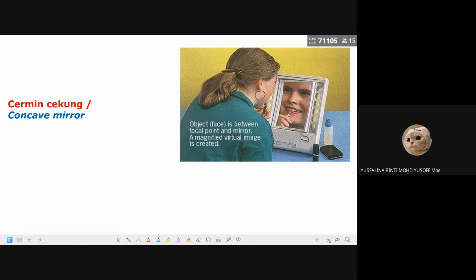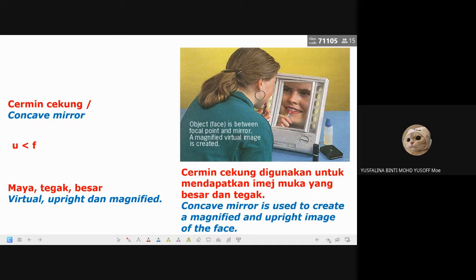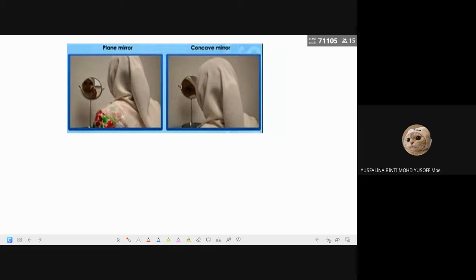The object is between the focal point and the mirror, so a magnified virtual image is created. This is when u is smaller than f. The concave mirror is used to create and magnify an upright image of the face, because for the convex mirror the image will always be diminished. So if you want to create a bigger image, you have to use the concave mirror.